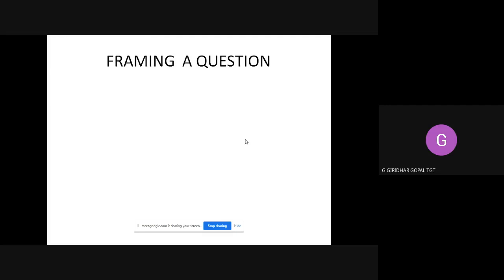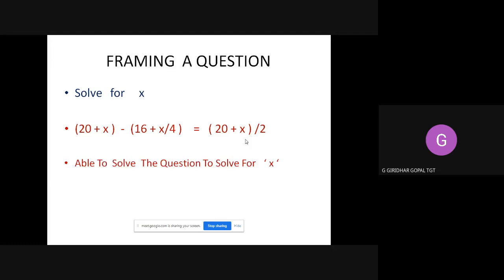Fine, sir. Proceed. Okay, how to frame a question? So normally we have the questions in the textbook, as we have learned in the morning from Mr. Manivannan sir. Solve for x. This type of expression you can find in class 8: 20 plus x minus 16 plus x by 4. I am not going for the solution because we all know it and are able to solve the question.